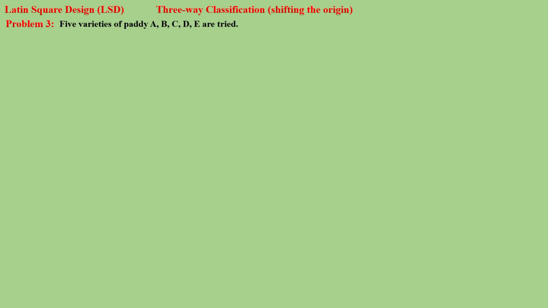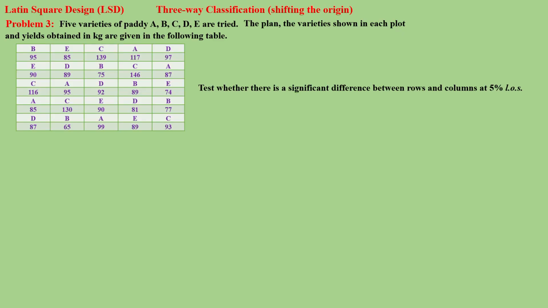Next problem. Five varieties of paddy A, B, C, D, E are tried. The plant variety is shown in each plot and yields obtained in kg are given in the following table. Test whether there is a significant difference between rows and columns at 5% level of significance.